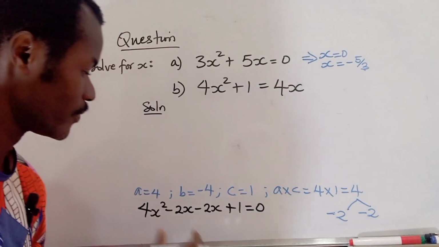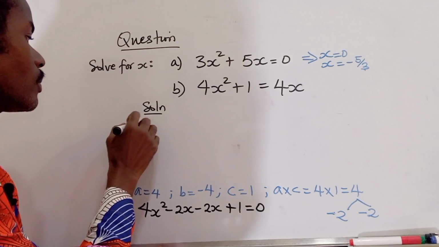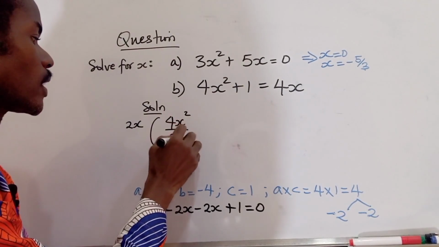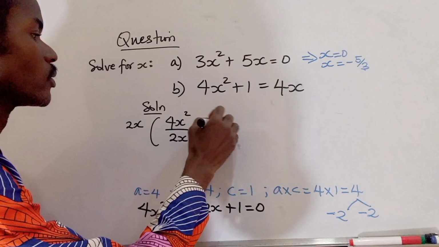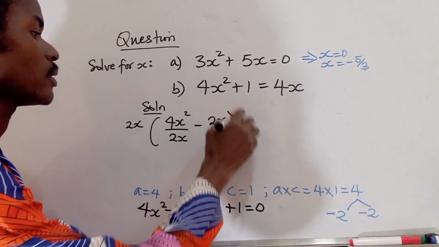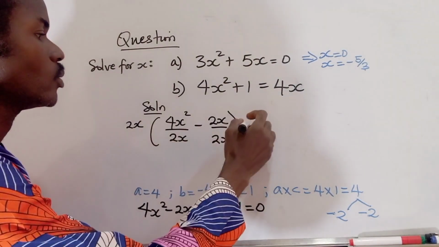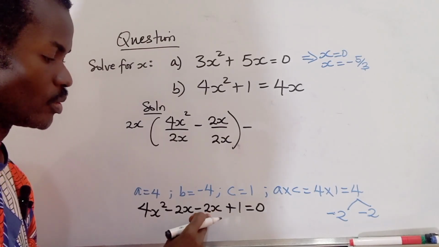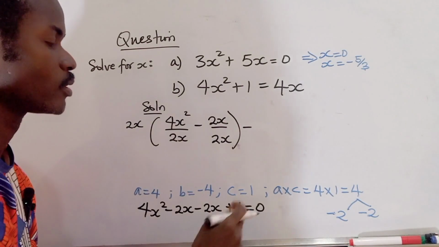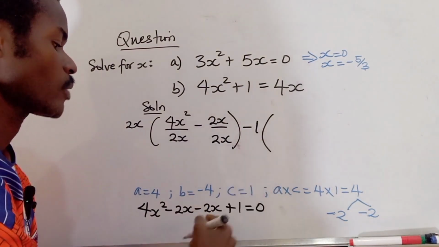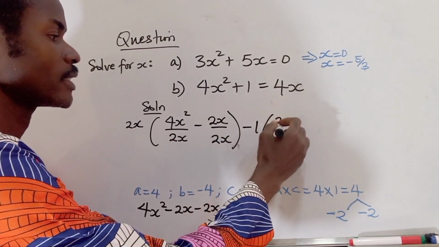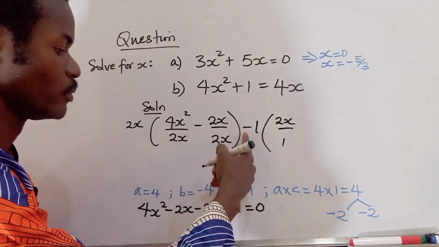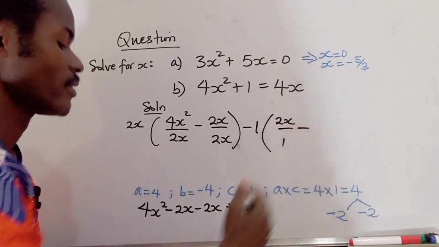Now I can see that from this, 2x is common. So I'm going to divide 4x squared by 2x, and I'm also going to divide minus 2x by 2x. Now for this part, we can simply say minus. Since we don't have, we can say 1 is common because 1 can multiply 2x to give 2x, and 1 can multiply 1, so we can use minus 1. So we divide our 2x by 1. Now, since here is plus and we have used minus 1 here, we are going to use minus here.